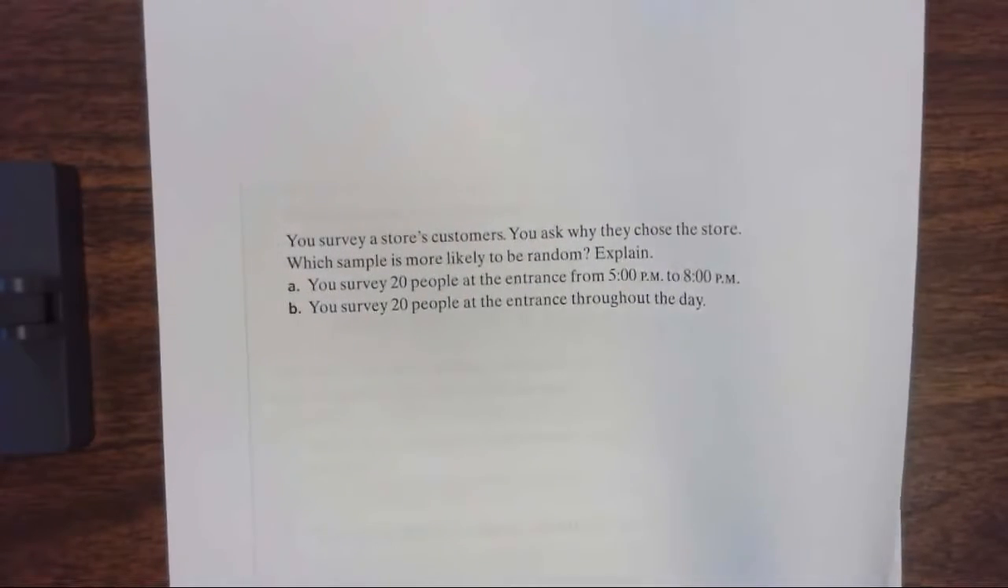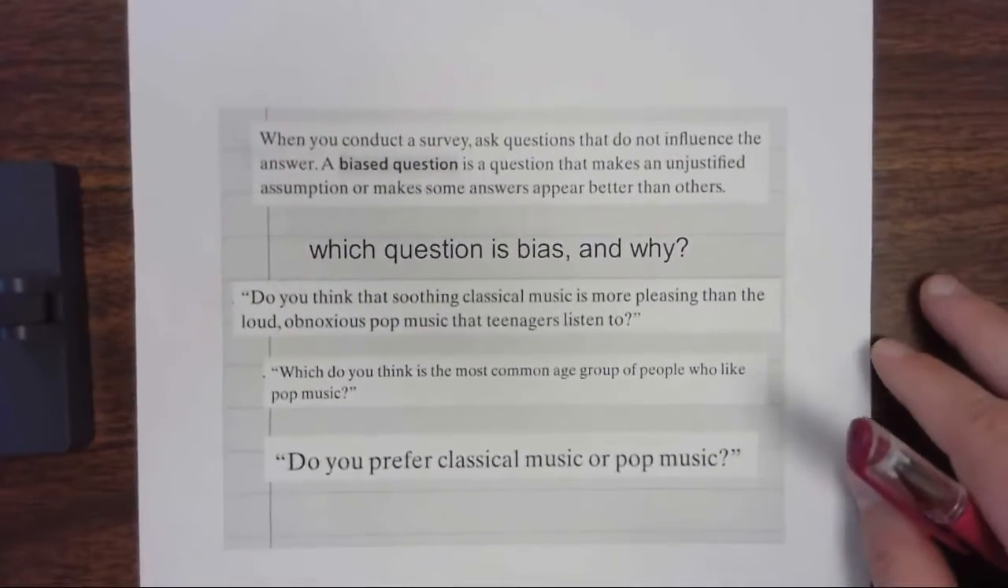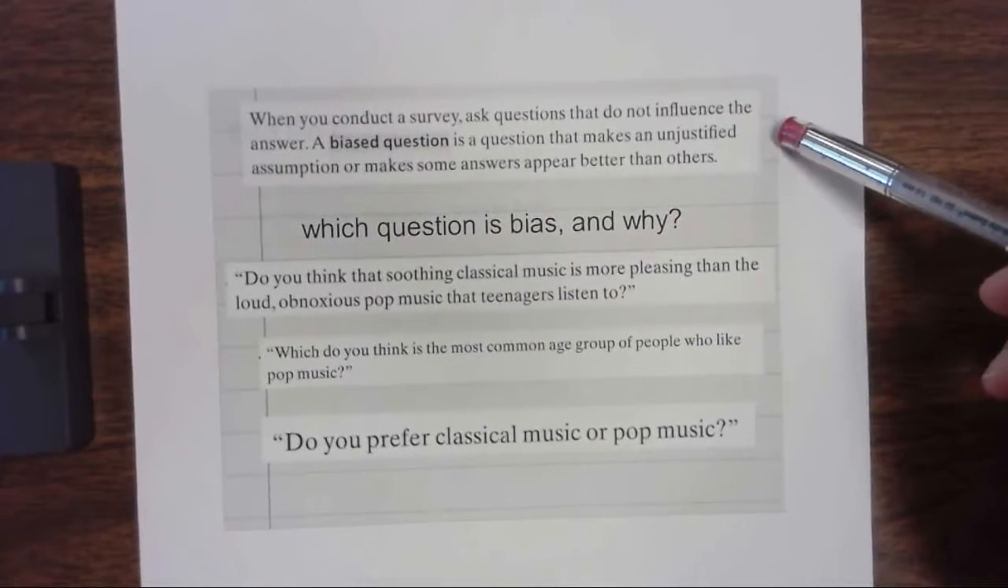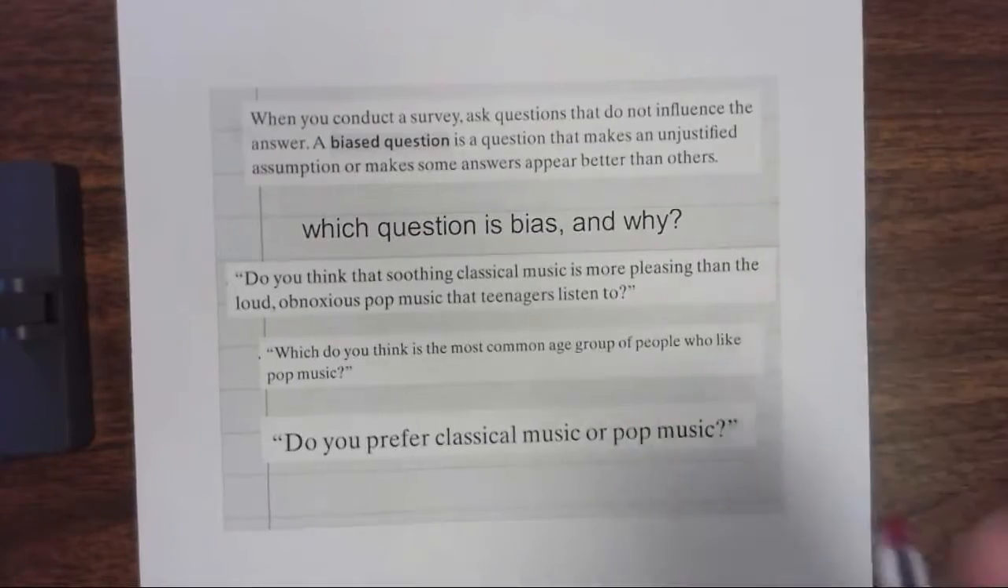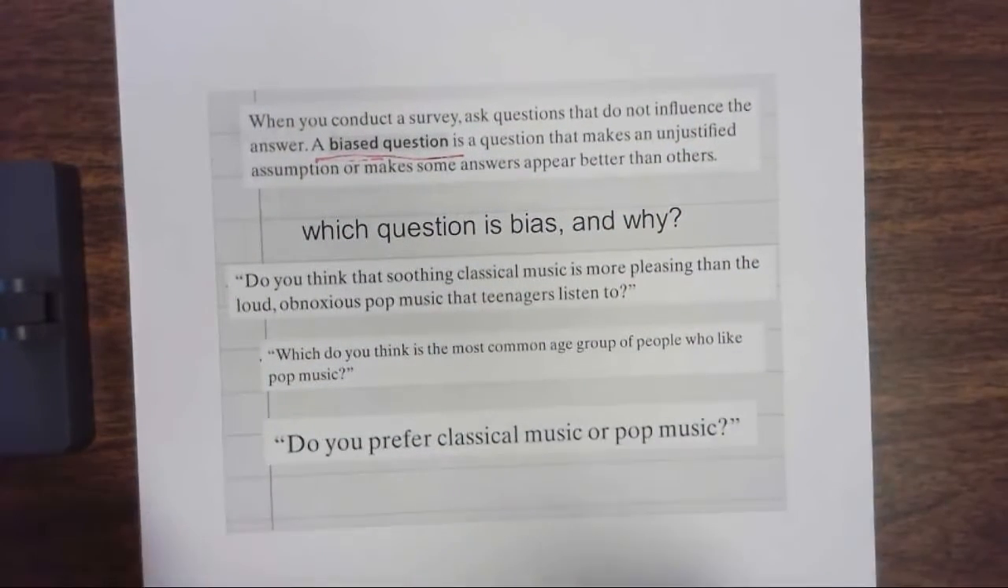Okay, now we are gonna talk about bias. We already talked a little bit about it, I think, in 6th grade. So let's see. This part here needs to be in your notes. So at least the definition for the bias question right here, okay? So when you conduct a survey, you ask questions that do not influence the answer. So you don't give people a hint which one to pick. A biased question, on the other side, is an assumption you make that one answer is better than the other, okay? And how you are doing, well, that depends on how you ask questions.